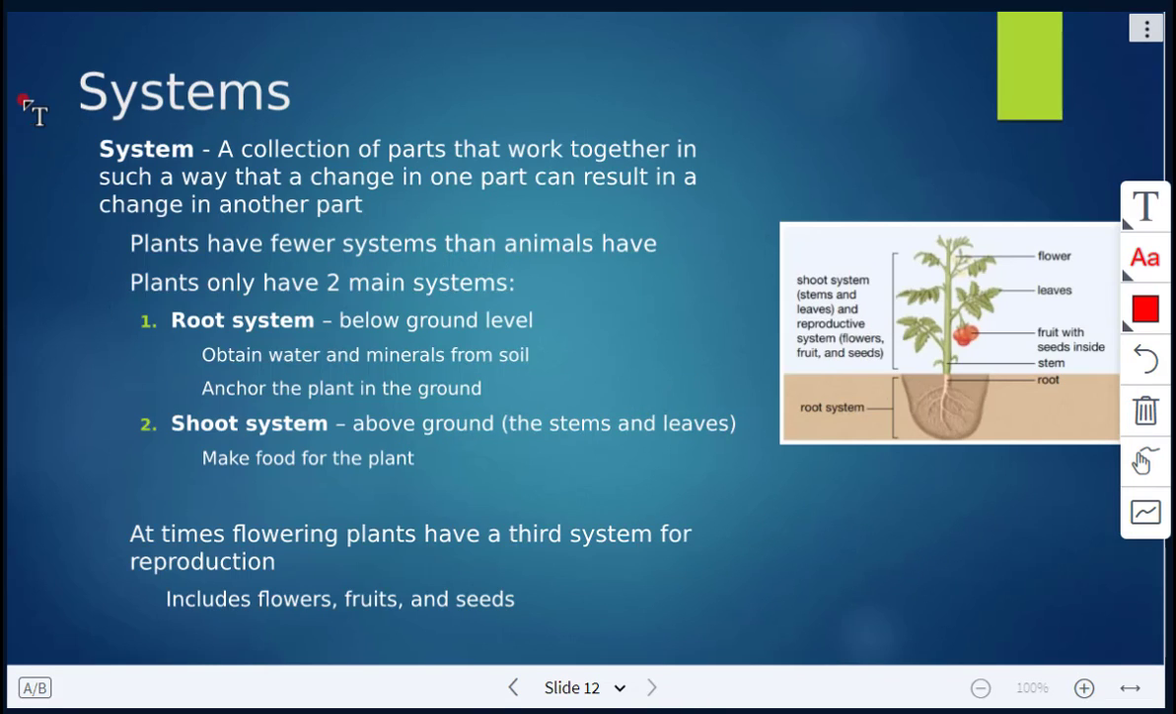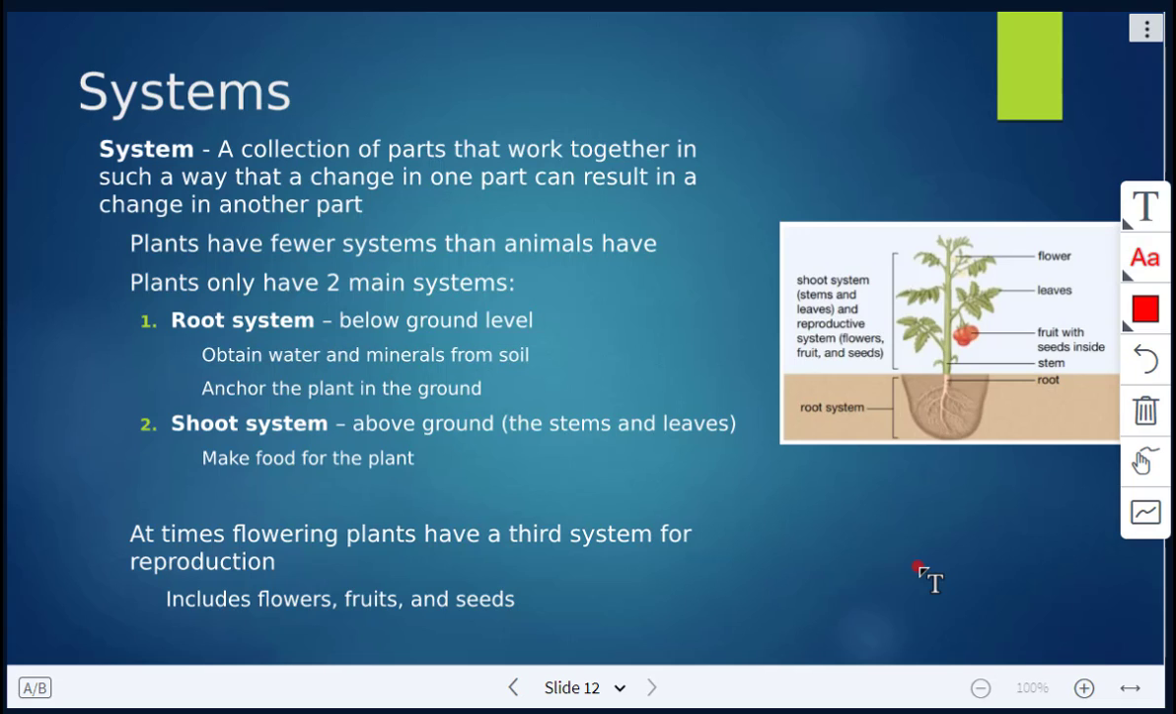Right, so next we get into systems. A system is a collection of parts that work together in such a way that a change in one part can result in a change in another part. So in plants, plants have fewer systems than animals do. They normally just have the two main systems. There's the root system. That's the part that's below ground. That's the part that obtains water and minerals from the soil. It also anchors the plant to the ground.